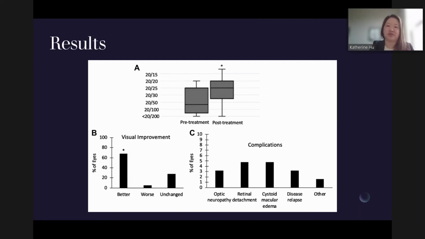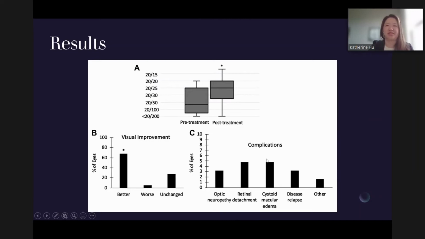And vision-threatening long-term complications were overall uncommon, you can see here, with pretty low percentages. However, they did span from optic neuropathy, retinal detachment, CME, and also disease relapse, including these long-term complications that were permanent and also had visual deficits and consequences.